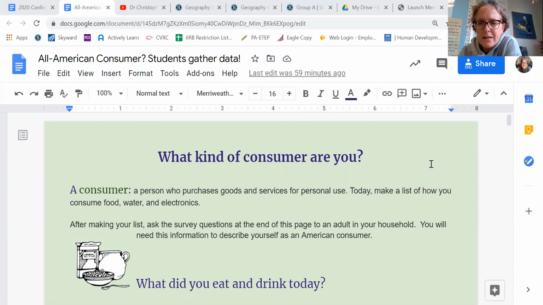As we discussed in class yesterday, I'm asking you to find out what kind of consumer you are and what kind of consumption you are doing just in one day. So when you open up this document, you should be able to fill in information for each of the four sections. The first one asks what you ate and drank today.